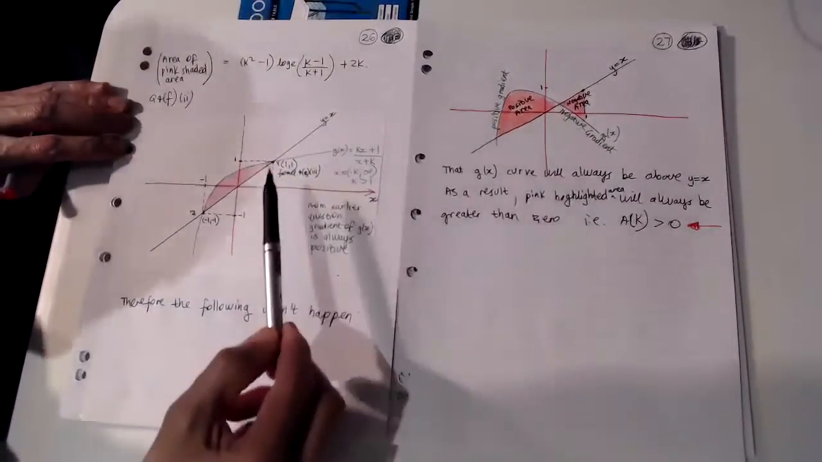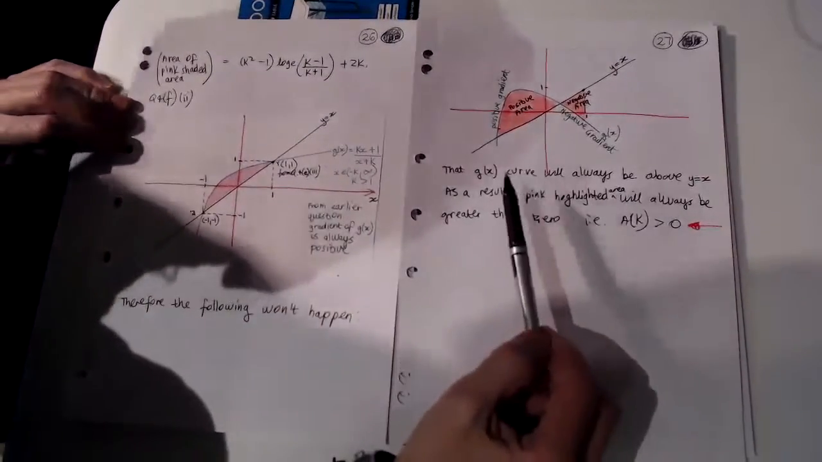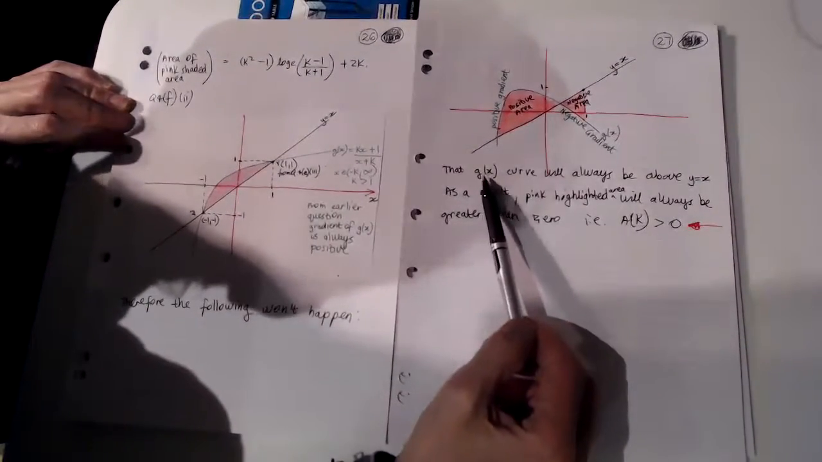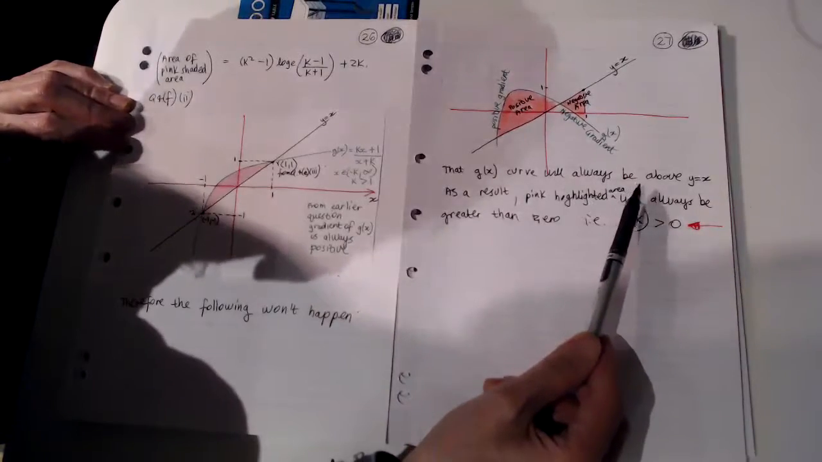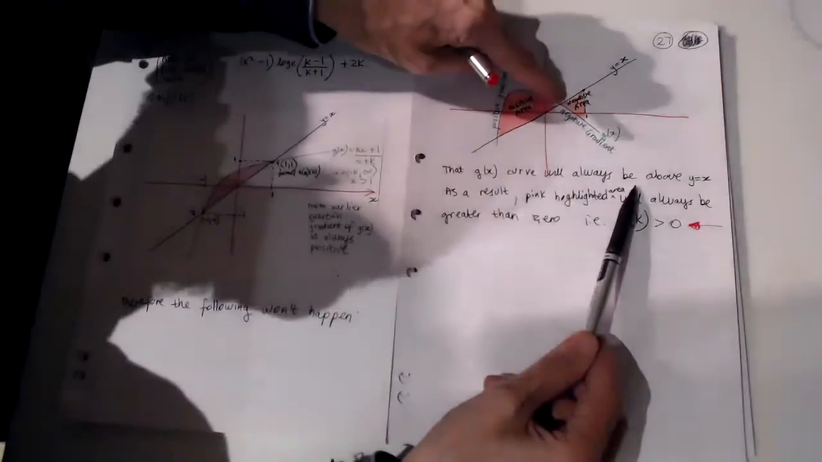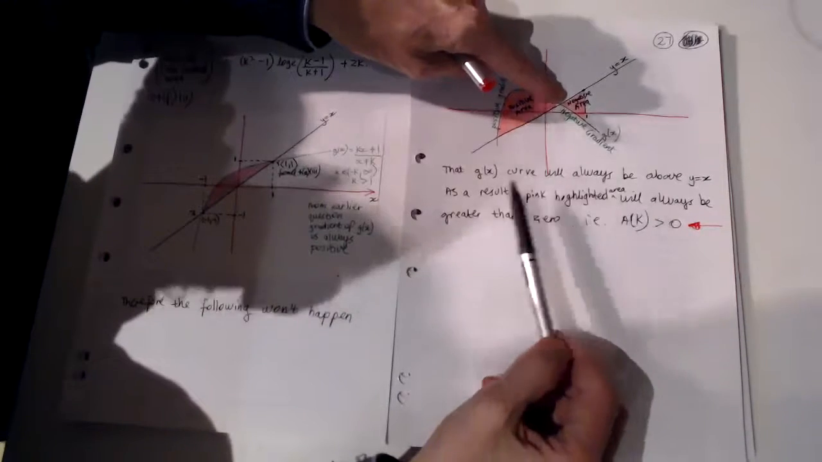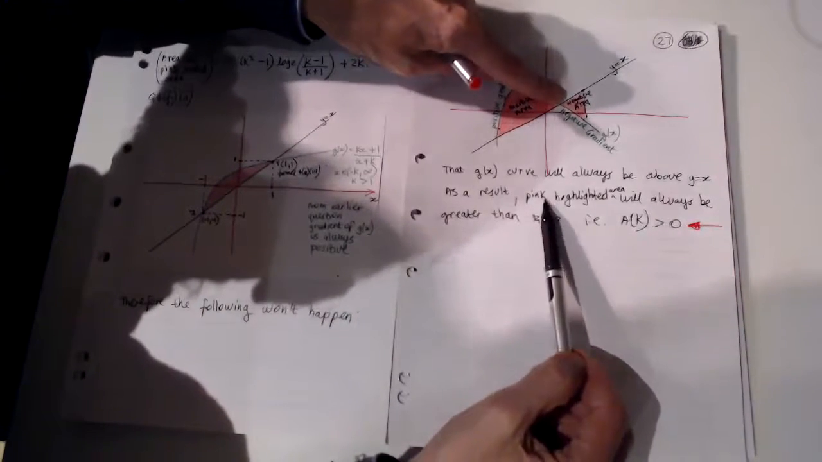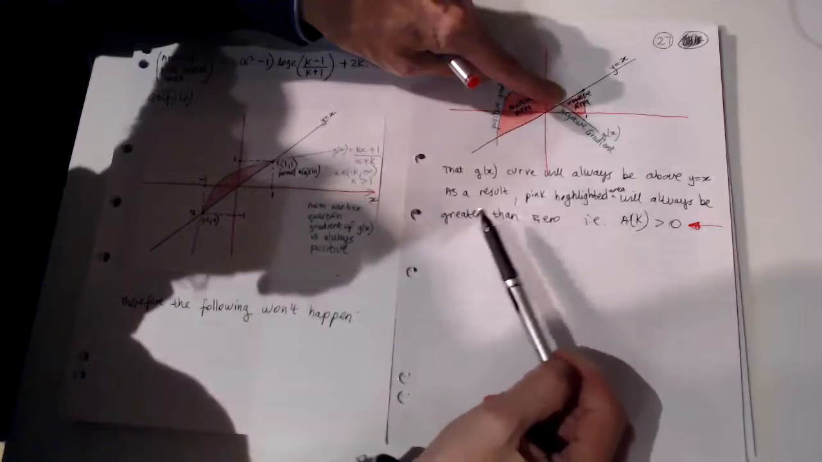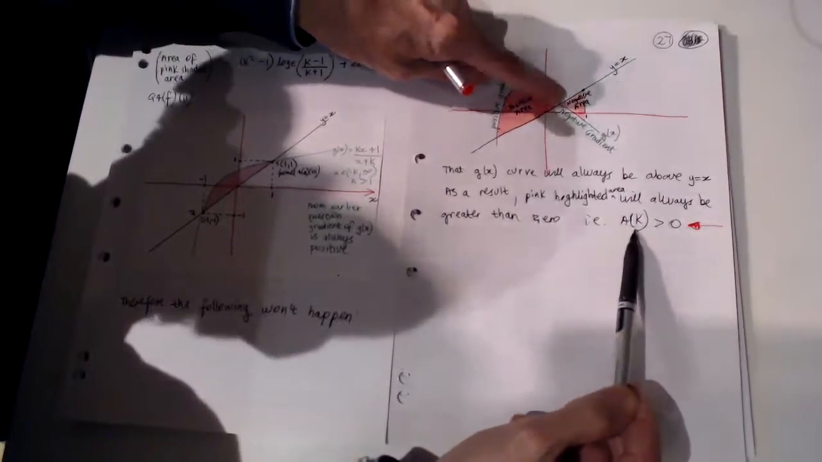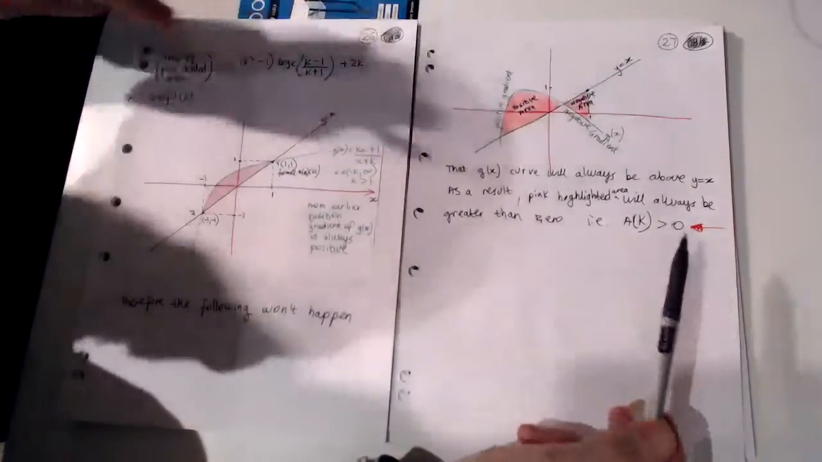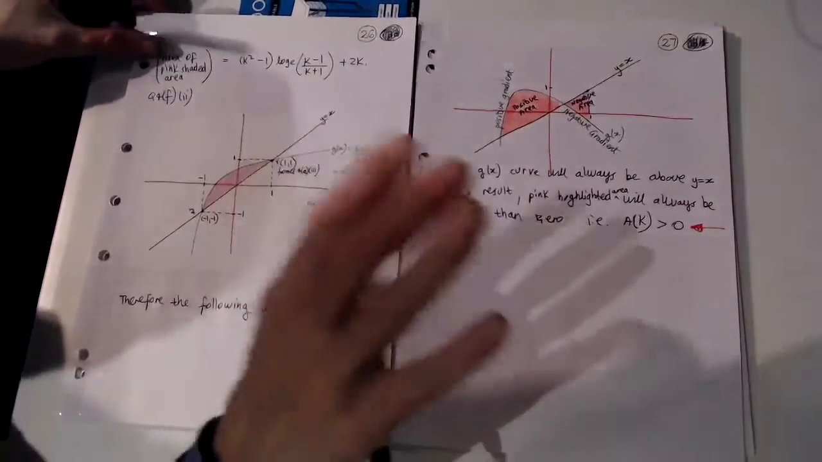The thing that will happen will be just that: the G curve will always be above y equals x. As a result, the pink highlighted area will always be greater than 0. That is, the area K will always be greater than 0. So we've answered part of the question. Now we move on to the next bit in this sub-question. Next bit is this.